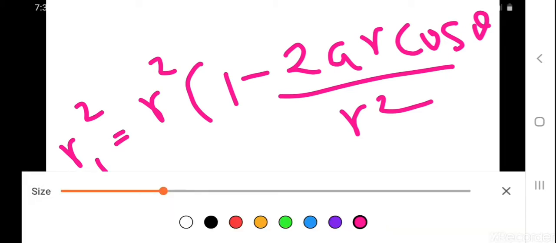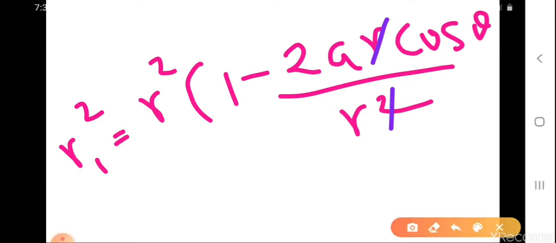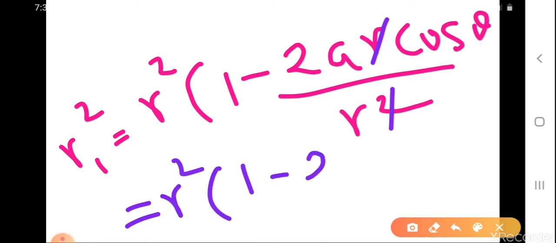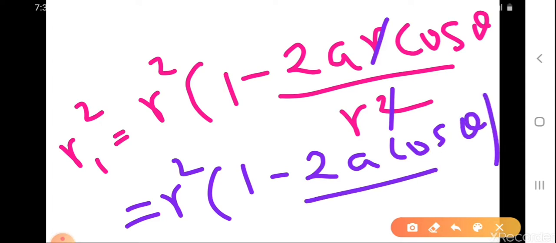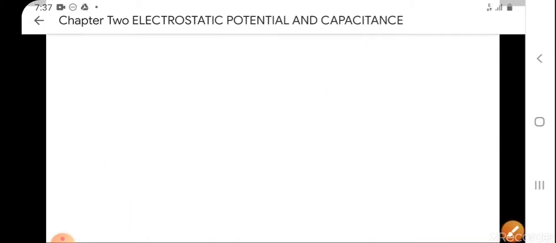Then you know very well that this R square and R can be cancelled. What will you be getting? R square into 1 minus 2A cos theta divided by R. Divided by R you will be getting. Clear, no? You will be getting this one.